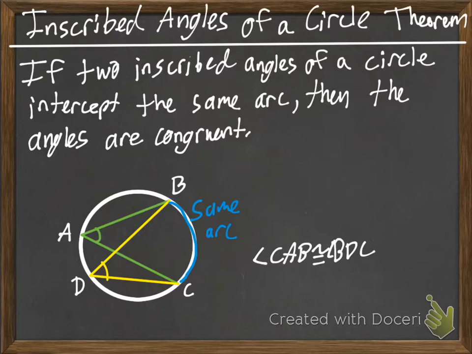So we can say that angle CAB, which is the green one, and angle BDC, which is our yellow one, are congruent according to this theorem.